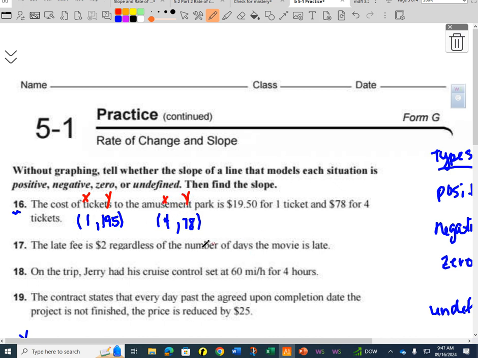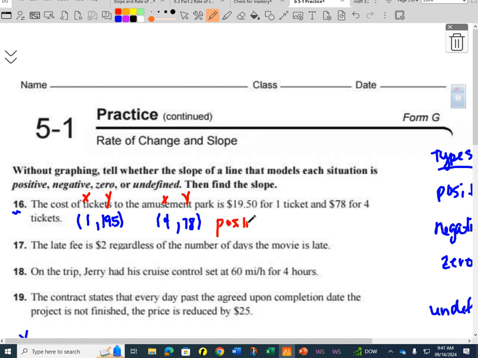X, Y, right? So are both of these increasing? Do the X's and the Y's both increase? Another way to do it, you could plug these into the slope formula if you're not sure about it. This one in particular, you could use the slope formula, but we don't really need to because we know they're both going up, from 1 to 4 and from 1950 to 78, so we know it's going to be a positive slope.